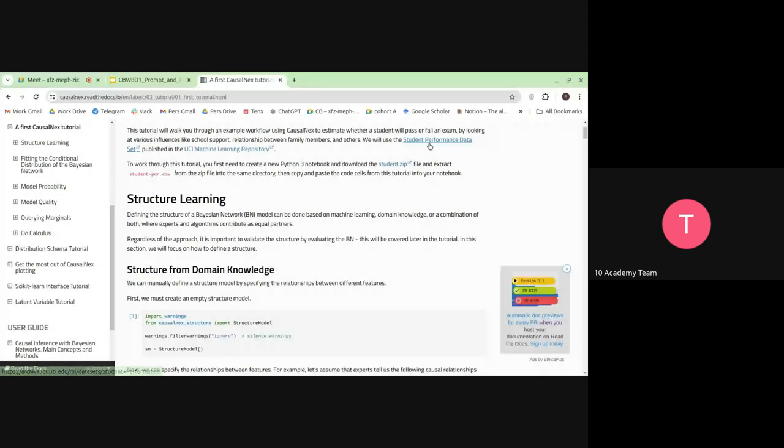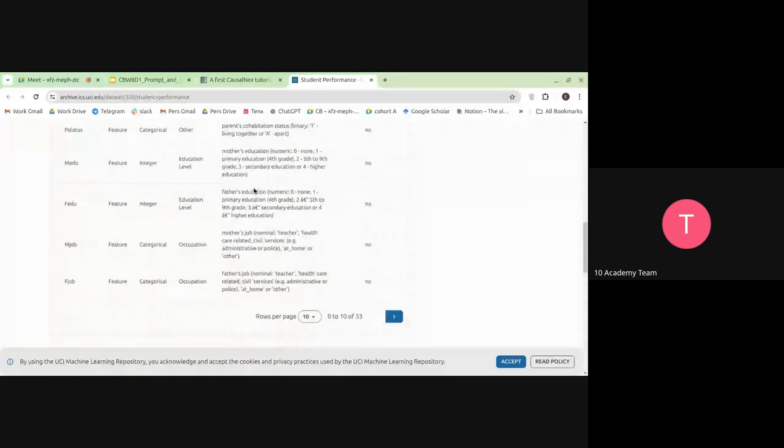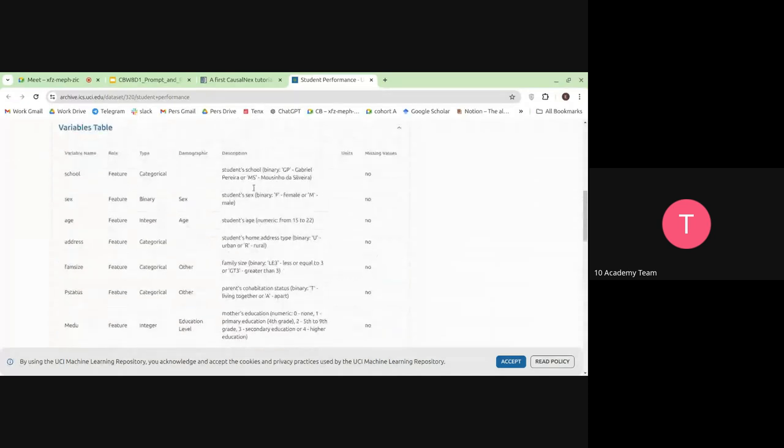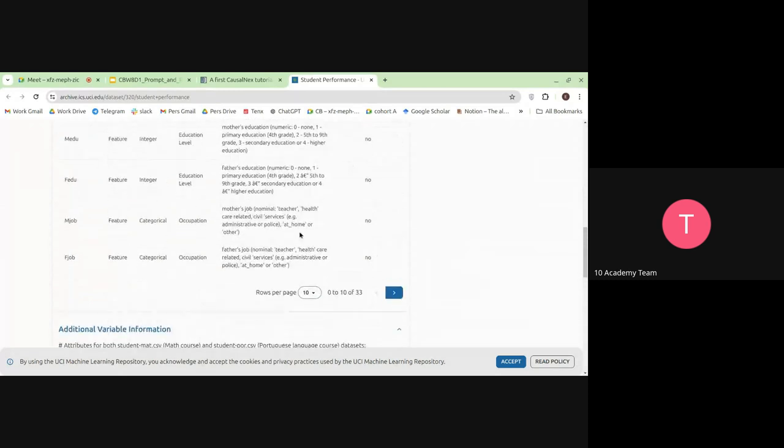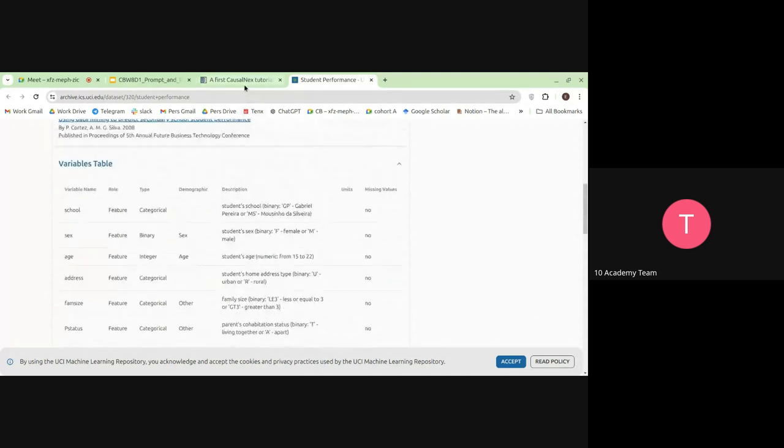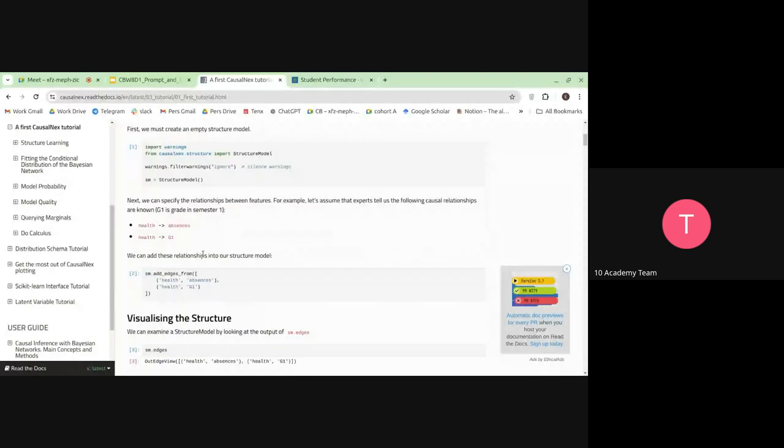Let's see the data here. You can see the features described. There are 33 features, and you can look at each one of them and its definition. After defining the model, they assume experts tell us the following causal relationships apply: health affects absences, which makes common sense, and health also affects the grade. This one they are telling you is an assumption. You include that already, because anything you know you should include first, since it makes your learning easier and better. If you already know it, you don't want your model to figure it out for you.